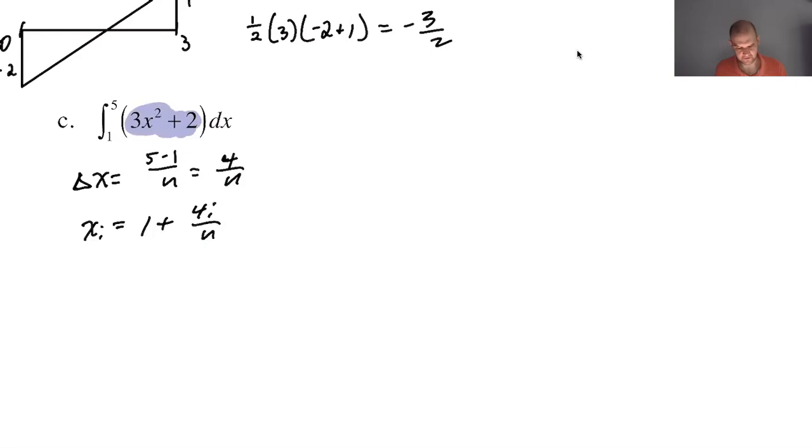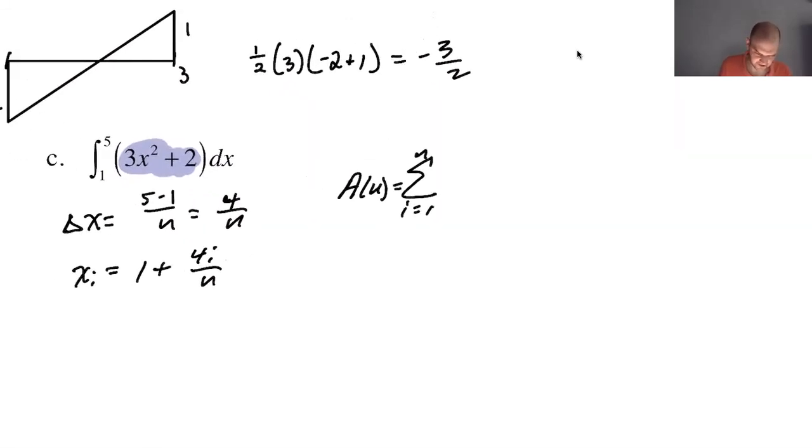All right, let's go. So it's going to be the sum from 1 to n. This gives us an approximation of the area, so it's the area approximation as a function of n. And it's going to be f of x sub i. So 3 times x sub i, which is 1 plus 4i over n, squared, plus 2. And then delta x, which is 4 over n.